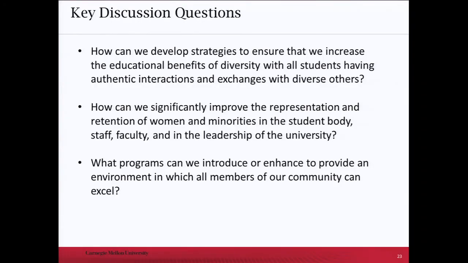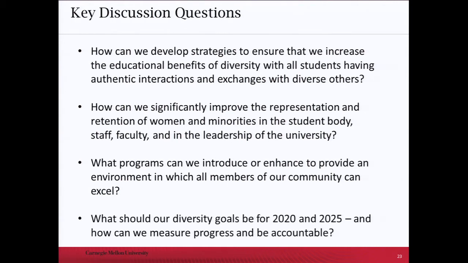What programs can we introduce or enhance, if there are currently programs that exist, to provide an environment where all members of our community can excel? And what should our goals be? Now, Subra Suresh wants this to not be a strategic plan that just goes up on the shelf. He wants very clear goals. He wants them to be stretch goals, but also obtainable. So we have to think about what diversity goals should be for 5 years, and for 10 years, that we're actually going to seriously work on and hopefully achieve. Okay? So with that, let me stop. I have some more facilitators here, and the floor is open for questions and comments.